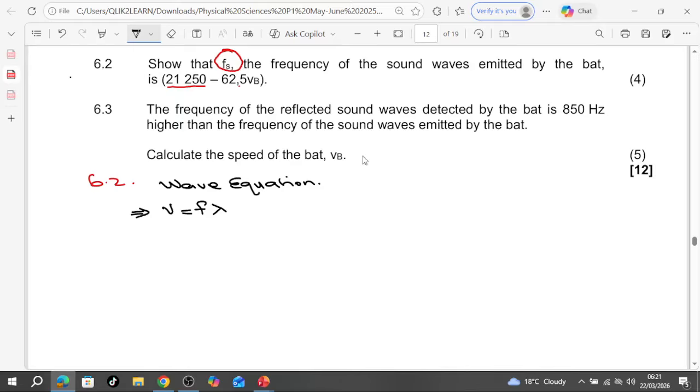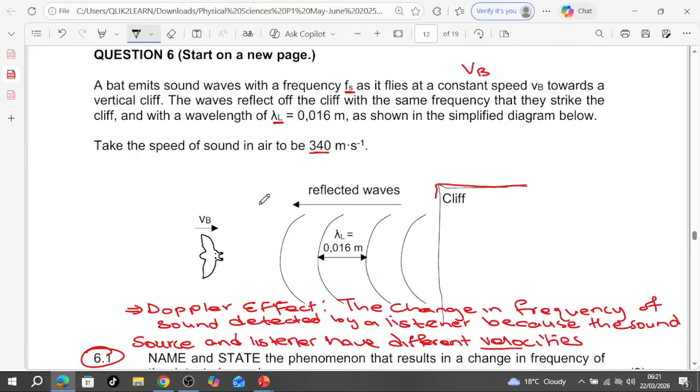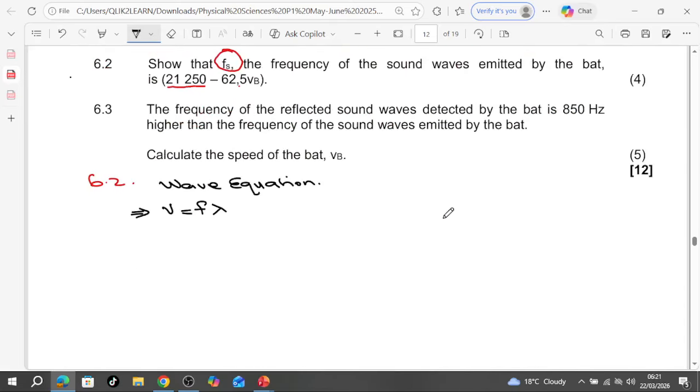So now what are we looking for? Let's first find the frequency at the cliff. If we look back up there, we have the reflected wave, so we can find the frequency at the cliff. Okay, let's see if this works. If we manage to prove this, then this is correct, guys.